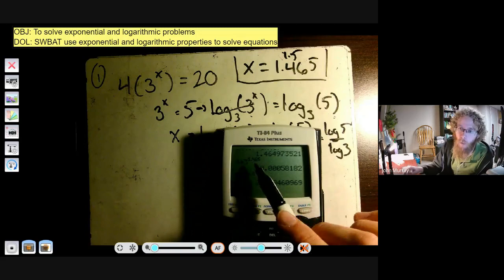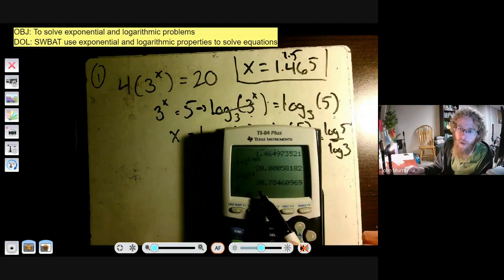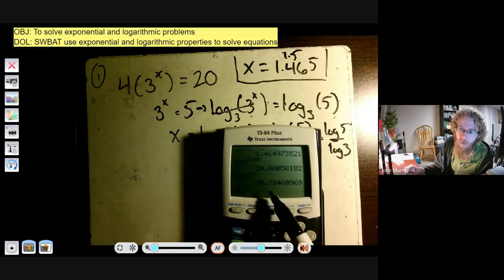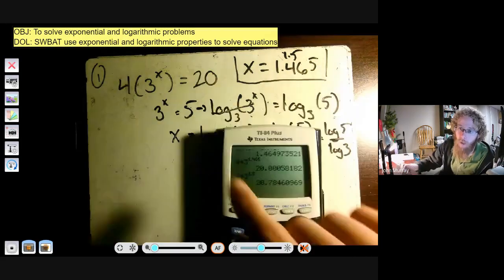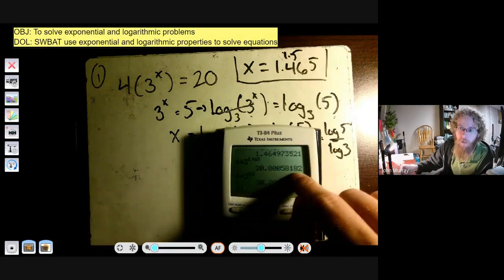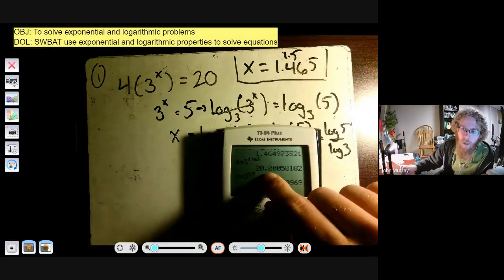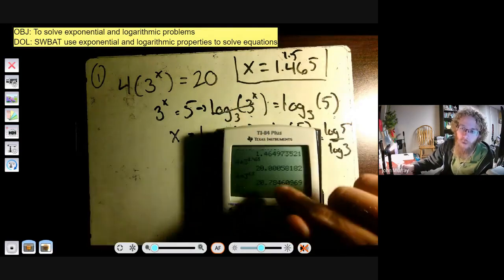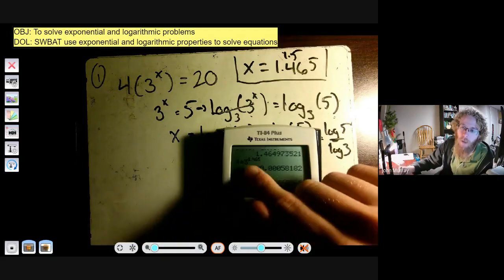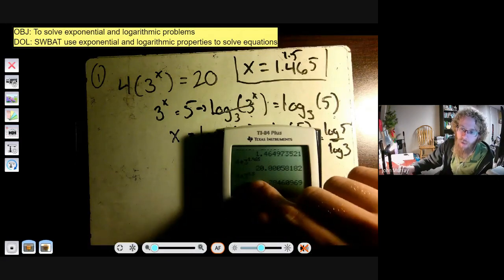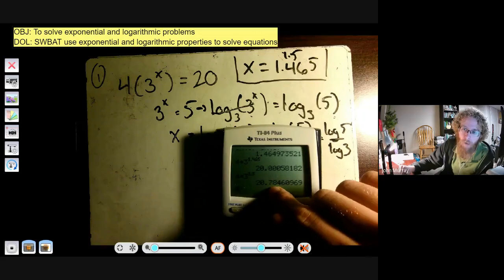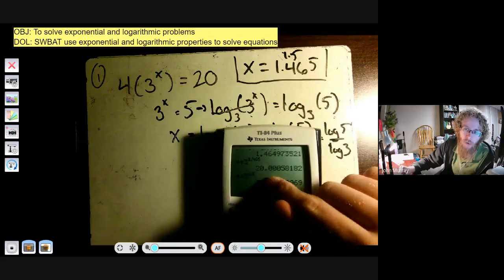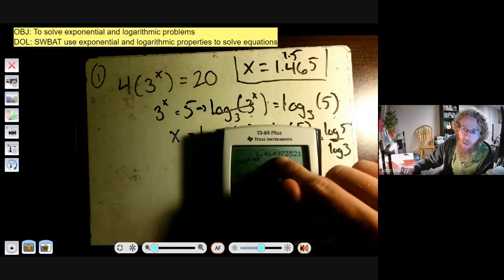So if you rounded 1.465 to 1.5, that's a significant error difference between 20 and 20.000581. Obviously they're not the same answer, but they're close enough. Up to 3 decimal places, they're close. But when I round differently, that throws us way off. So we want to be as accurate as possible. And usually 3 decimal places is fairly accurate.